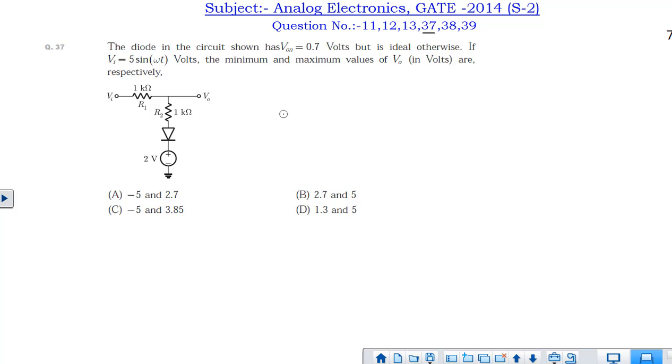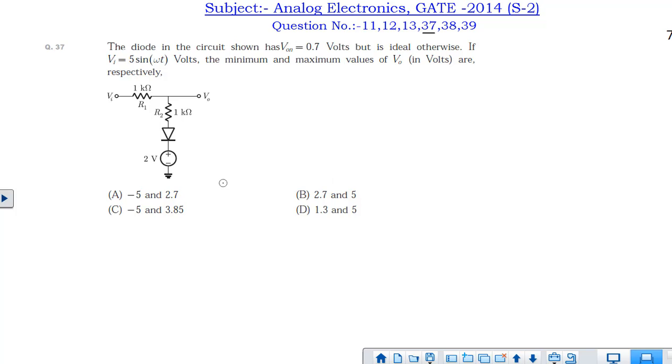Next question is question number 37. In this question, a circuit is given with a diode, resistor and voltage source. Here the input voltage applied is a sinusoidal voltage of magnitude 5 volt, and the on voltage of the diode is given to be 0.7 volt. We have to find out the minimum and maximum value of the voltage at the output.